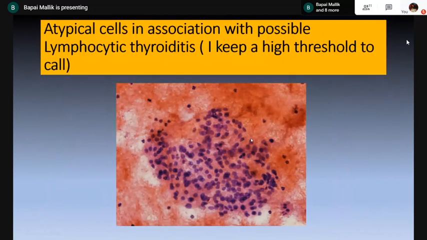Now, here it is AUS possibly, but you see a lot of lymphocytes which are admixed. So this is AUS in the background of lymphocytic thyroiditis. When I see this, I usually try and avoid calling it an AUS, and I just ascribe it to the fact that this is because of lymphocytic thyroiditis. So I bring my threshold very high and I don't call it AUS, but some people might.